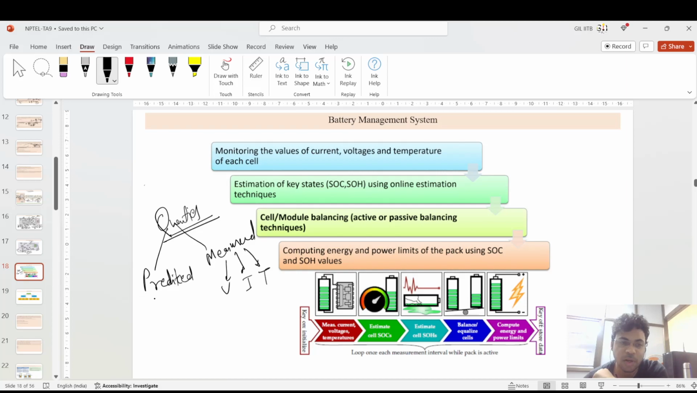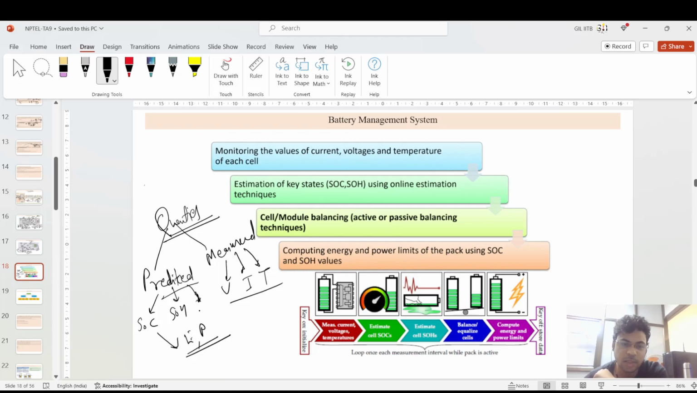Two quantities are there. So what is the measured quantity? That is the voltage, current, and temperature. What is the predicted parameter? That is the SOC, SOH, and other online methods. And after that, what will you do? You will predict the energy and power.